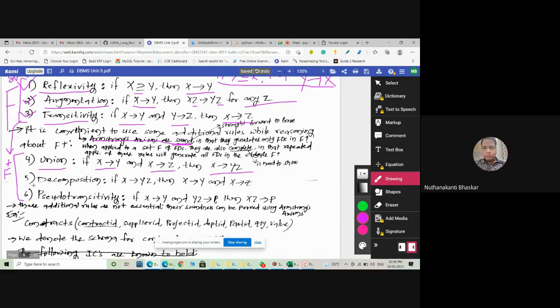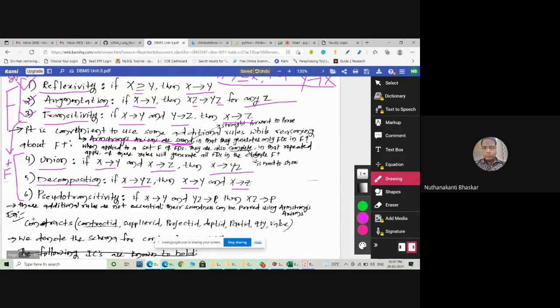Now the next one is decomposition. Decomposition is exactly the reverse of union. So if you identify X determines YZ, then we can write X determines Y as well as X determines Z with the help of decomposition. Are you clear now? Yes, sir. All of you clear about decomposition? Decomposition is exactly the reverse of the union operation. Clear?